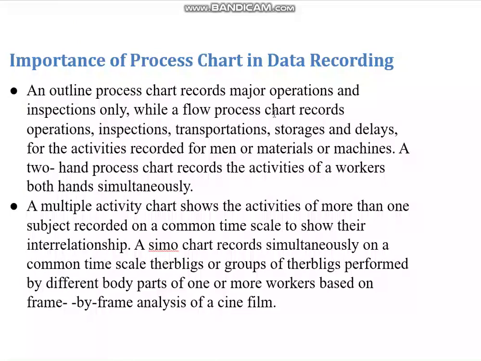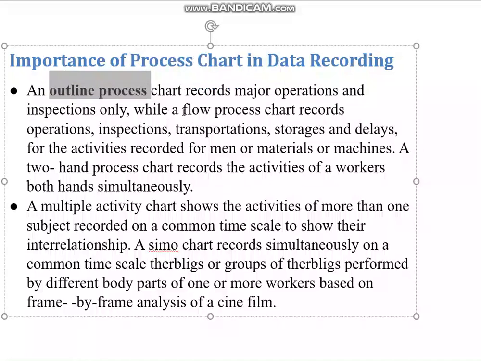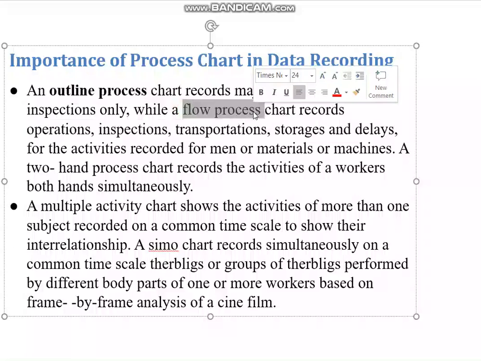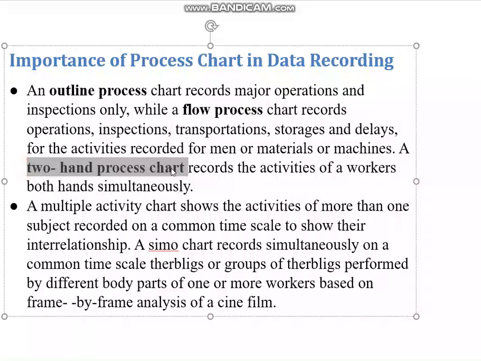While a flow process chart records operations, inspections, transportation, storage, and delays. You see, this is the second type, flow process chart, for the activities recorded for men or materials or machines. And then a two-handed process chart. Are you seeing there are three things here? This is one, this is the second, and this is the third. These are the three different process charts we are talking about.